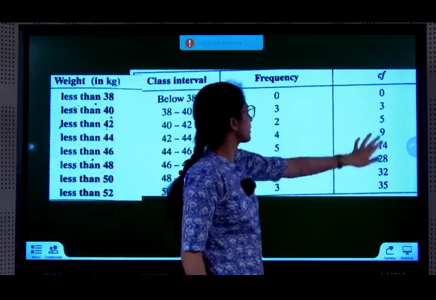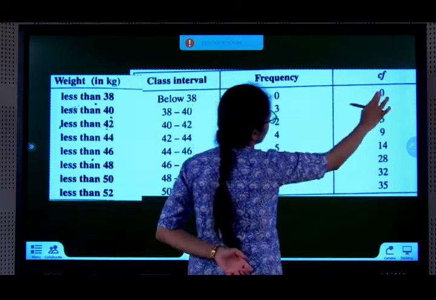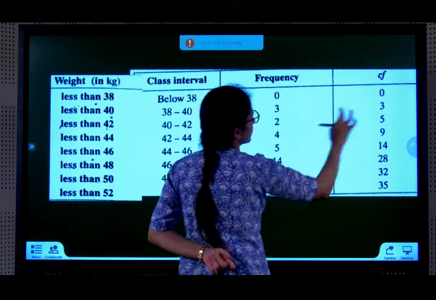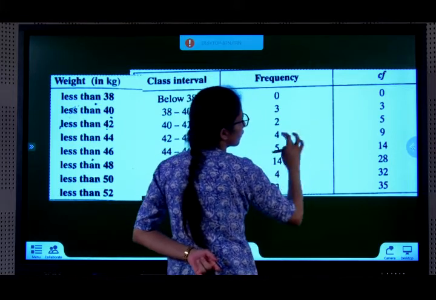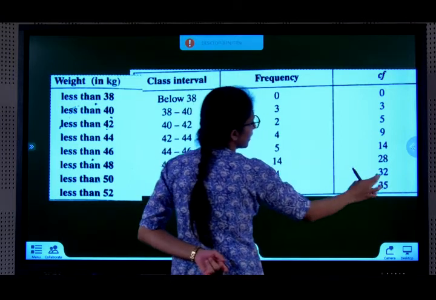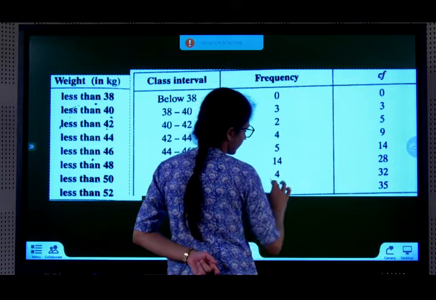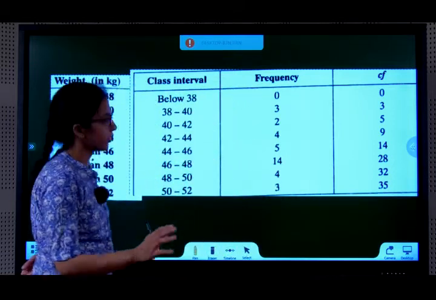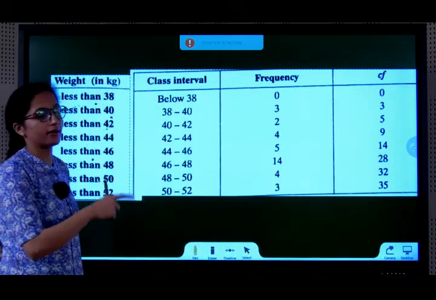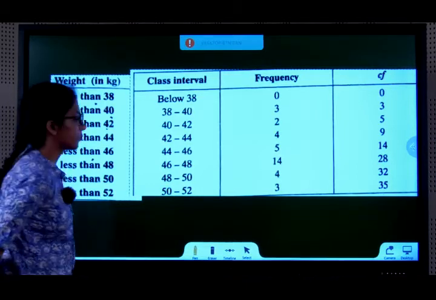Cumulative frequency was given. You had to find frequency. How? 0, 3 minus 0, 3, 5 minus 3, 2, 9 minus 5, 4, 14 minus 9, 5, 28 minus 14, 14, 32 minus 28, 4, 35 minus 32, 3. So you all already know how to do this. I hope you got the table and understood the table. Now we have to find out the median using the formula.